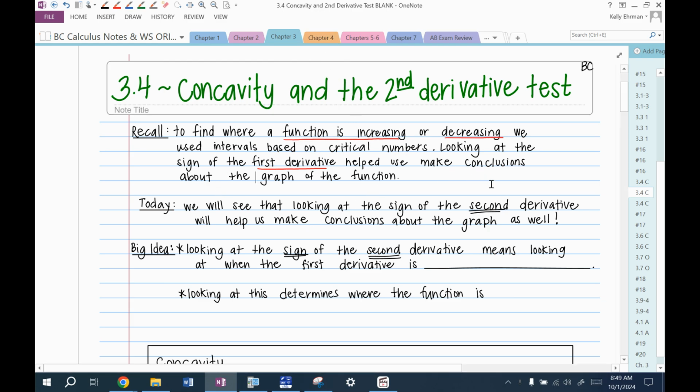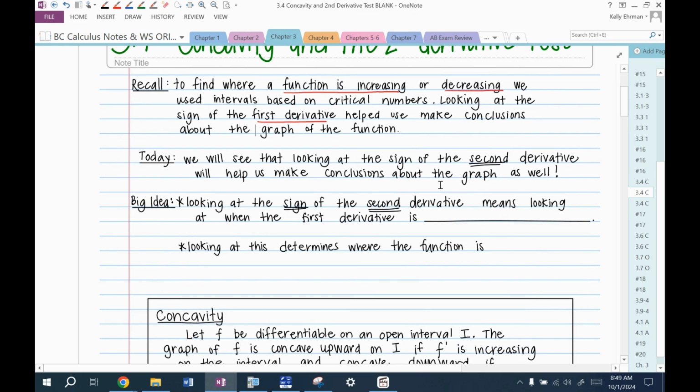Today, we're looking at the second derivative and where the second derivative is positive and negative, and that's going to help us determine where the first derivative is increasing or decreasing, which is related to concavity. So by looking at the sign, the plus or minus sign of the second derivative, we're looking for where the first derivative is increasing or decreasing. And remember, we looked at this a lot last year. Is the rate of change increasing or decreasing?